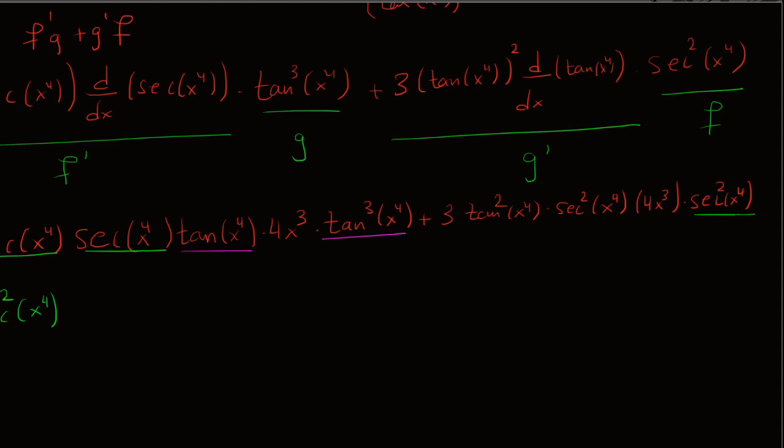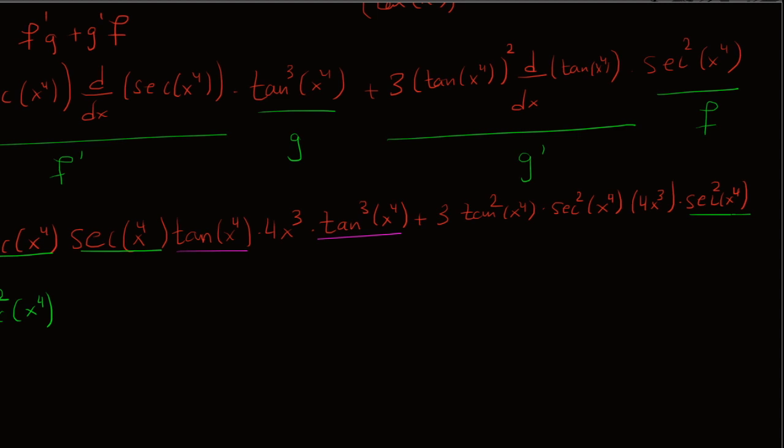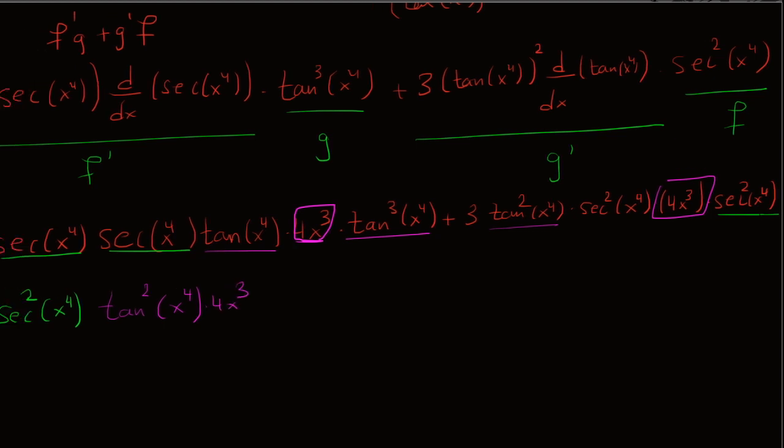And here we have tangent squared. So we'll pick the smaller one, which will be tangent squared. Next, they have 4x cubed, 4x cubed. We'll include that. I think we included everything.